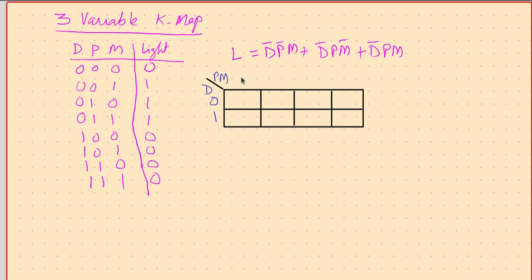That means if I use say 0 0 here, what can I use here? I can use a 0 1 here. That means if you try to combine these two cells, then this 0 is common, this 0 is common, only the second variable, that is M variable, keeps changing. So if I use these two cells, then D will be 0, P will be 0 in both the cases, only M is 0 here, M is 1. So if you combine those two, M gets out.